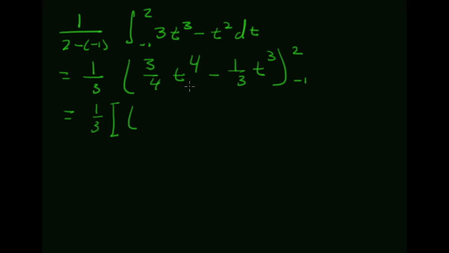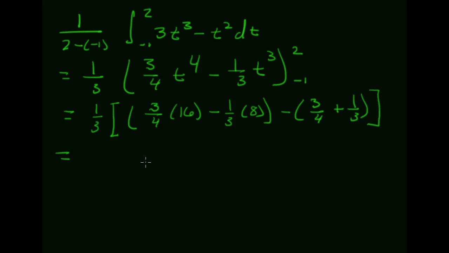So let's see, 2 to the fourth is going to be 16. So this is 3/4 times 16 minus a third times 8 minus, okay, so that's just going to be 3/4. And this is going to be plus 1/3. All right. So let's see. 4 goes into 16 4 times, 3 times 4 is 12. Minus 8/3 minus 3/4. Distribute the negative, that's going to make that minus a third.